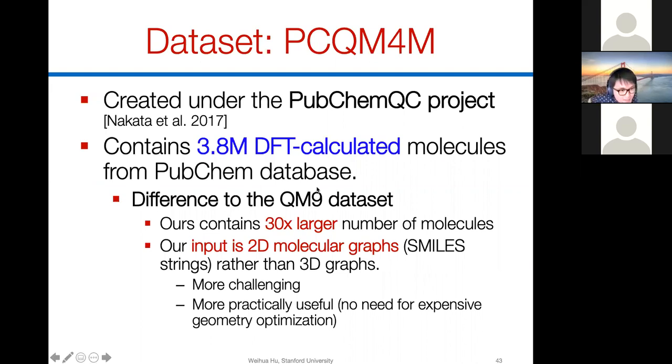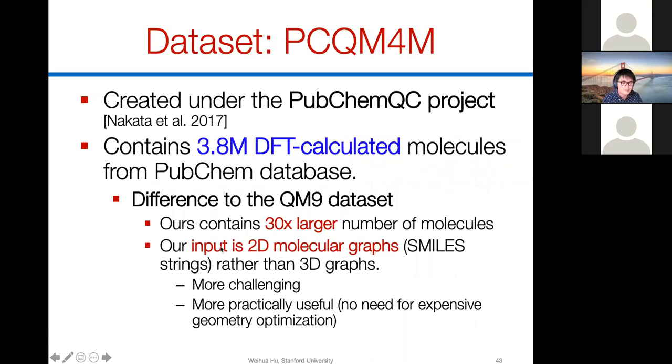I want to point out the difference to the QM9 dataset, which is also a very widely used quantum chemistry dataset in graph machine learning. The first biggest difference is that this PCQM4M contains 30 times more molecules. And these large machine learning models really require a large amount of data, so it opens up an opportunity for breakthrough.